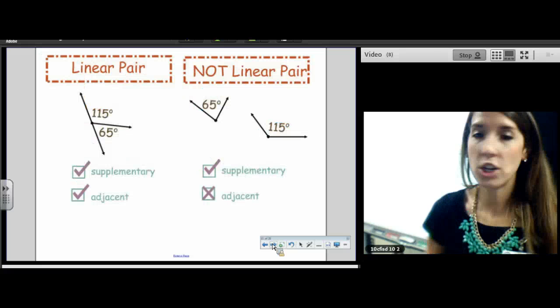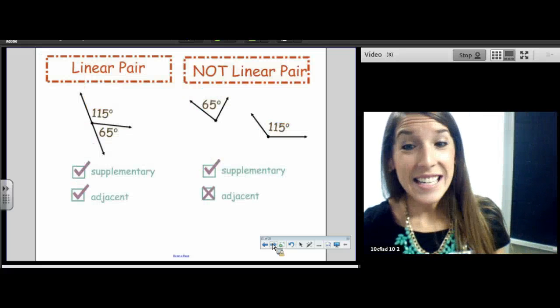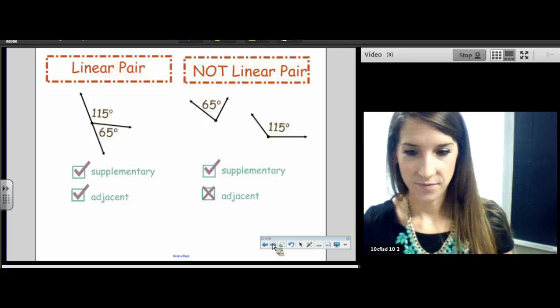Let me just make sure we understand what a linear pair is and what a linear pair isn't.